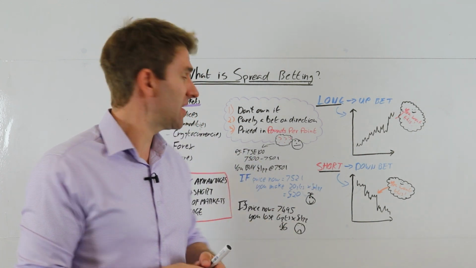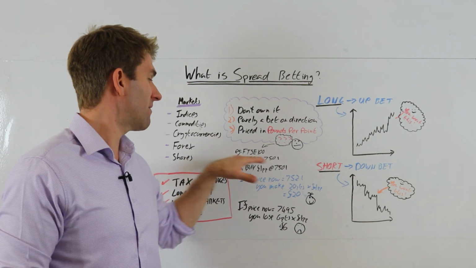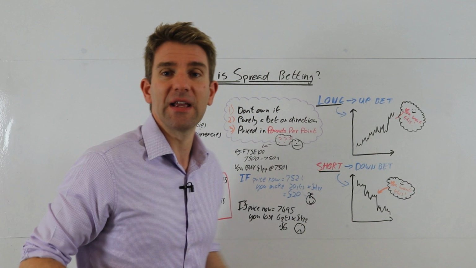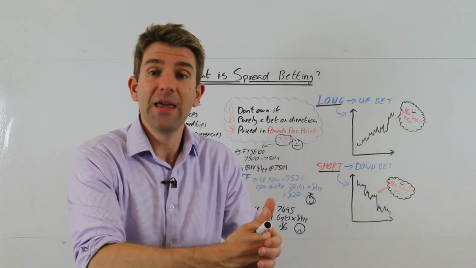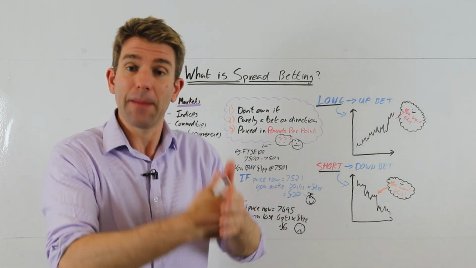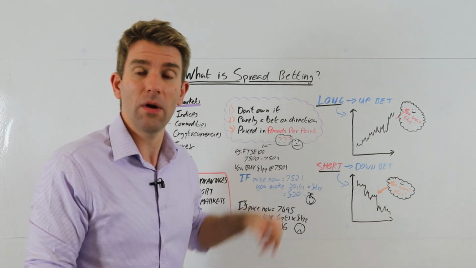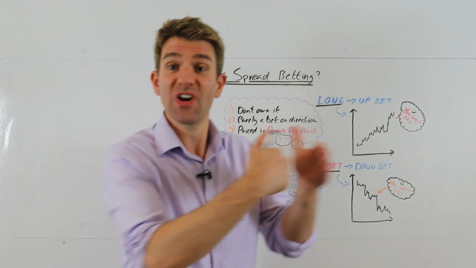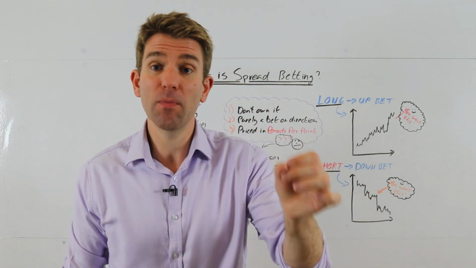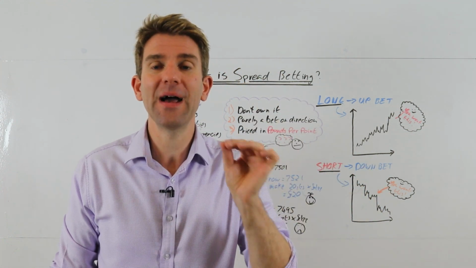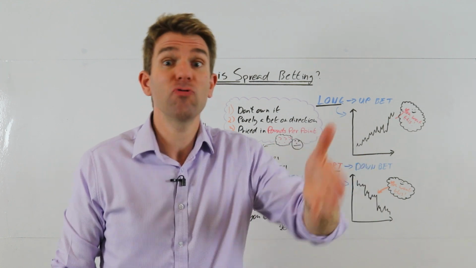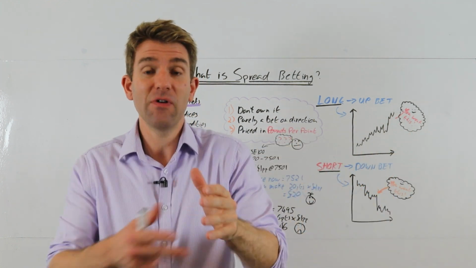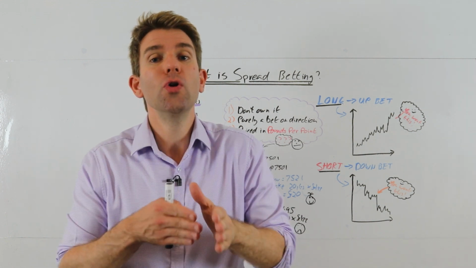So the FTSE will be quoted at something like 7,500, 7,501, whatever the price of the instrument is that you're trading at the time. So you would place an up bet at £1 a point at 7,501, and that means for every 1 point the FTSE moves higher, you make £1 because you've got £1 a point bet on. If you have £10, you make £10. You have £100, £100, etc. However, for every point it moves lower, i.e. for every point you're wrong, you're going to lose £1.